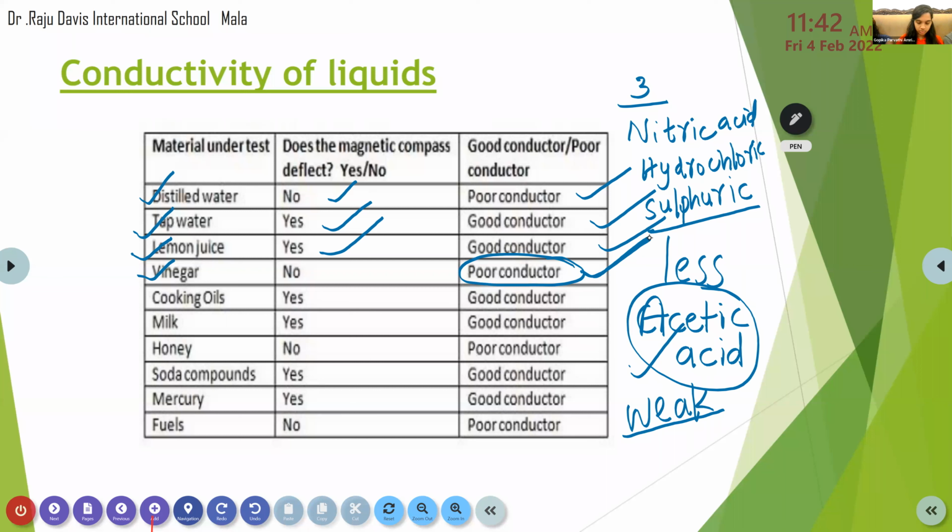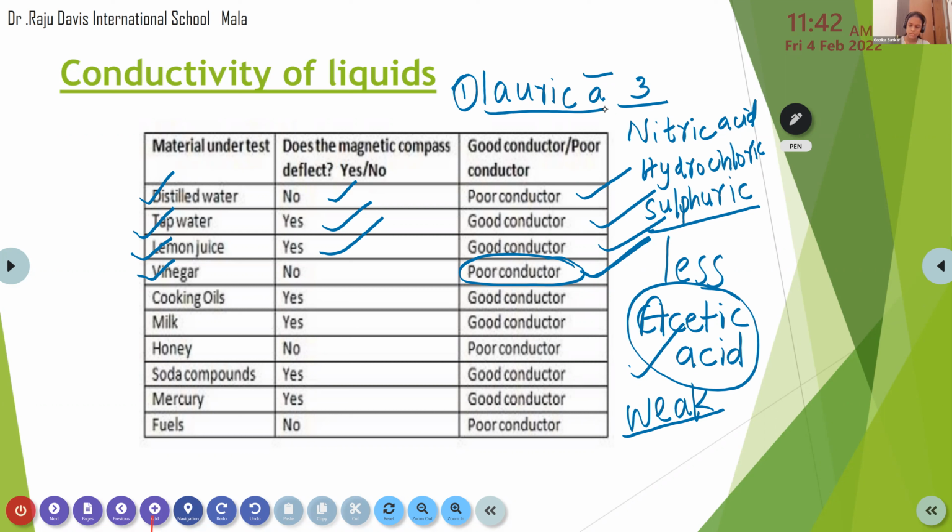And cooking oil, is there any acid? For cooking, which oil do we use? Coconut oil. Which acid is present in coconut oil? Yes, acid is there. Lauric acid. Coconut oil contains lauric acid.